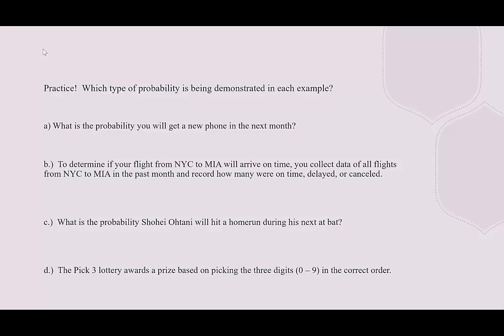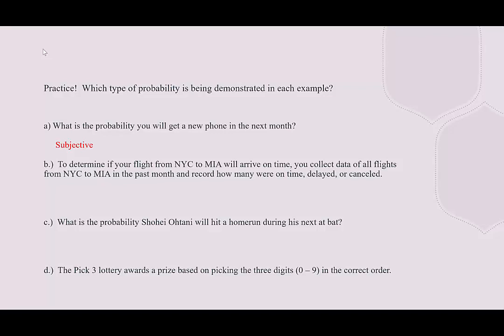How'd you do? So first up, we have what is the probability you will get a new phone in the next month? That would be totally subjective. It could depend on the day, it could depend on the person, but everyone's probability, every single minute could potentially be different. So that would be a subjective probability.